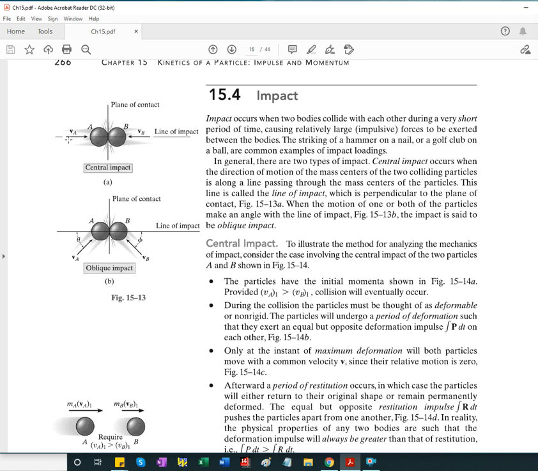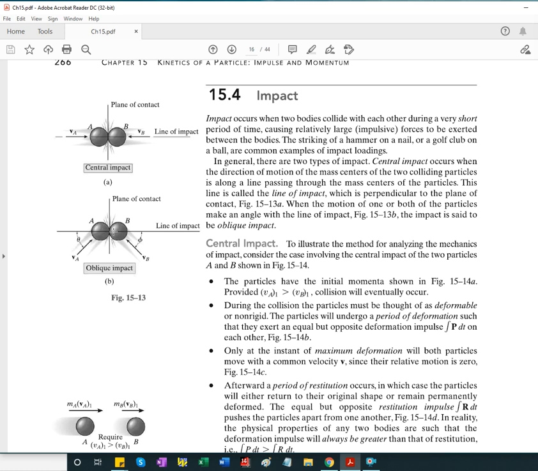The particles could separate or could stay together. That's called plastic impact. Remember the pole and the hammer, which stayed with the pole. Okay, and then for oblique impact, we'll also want to know what will be the angle of the two particles after impact.